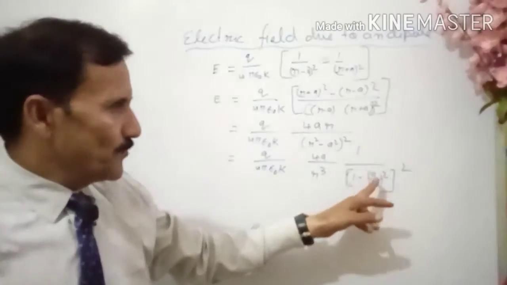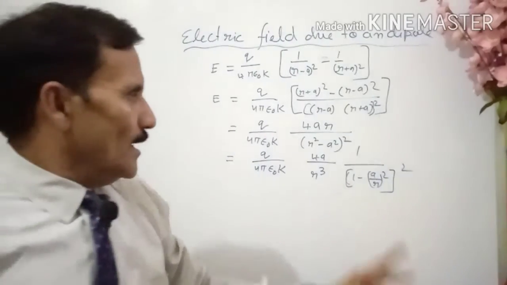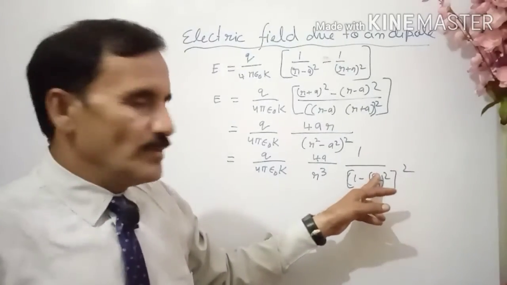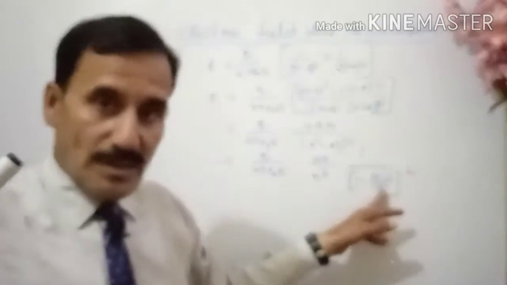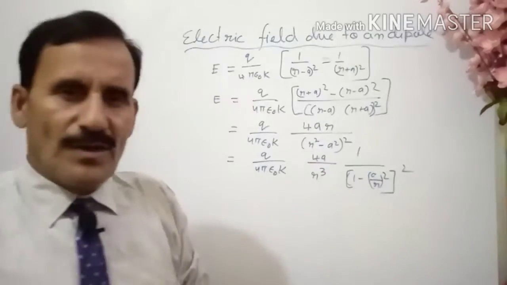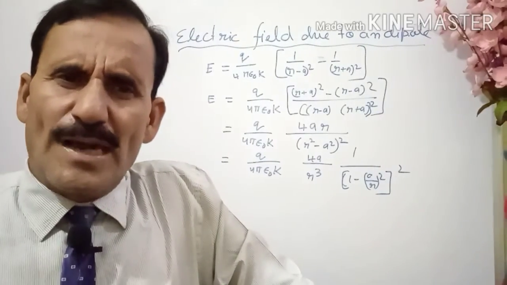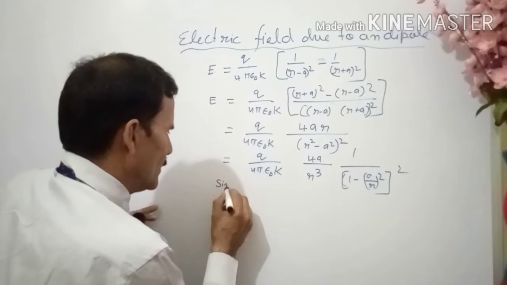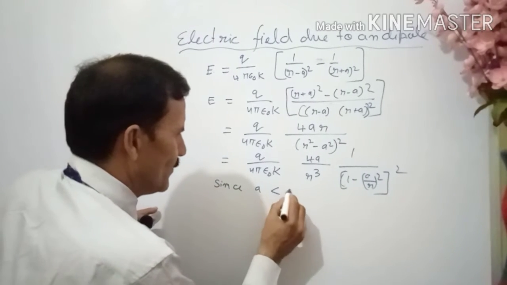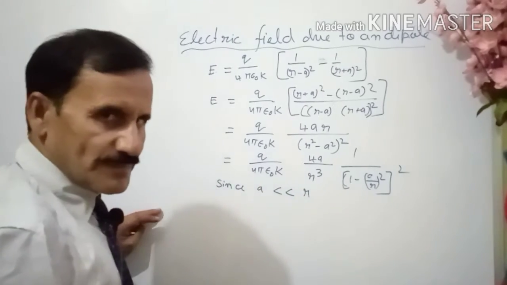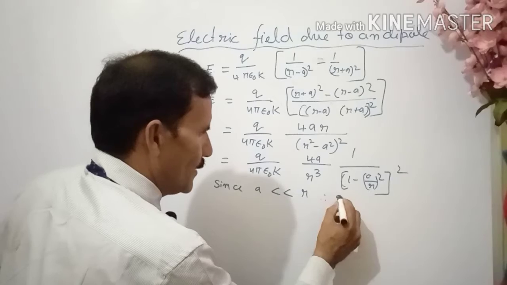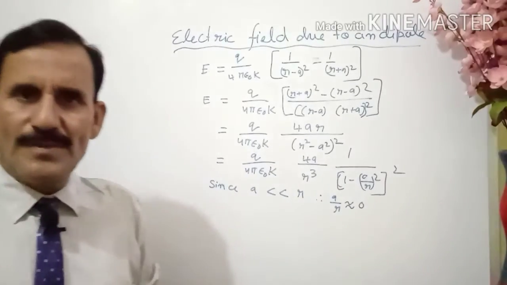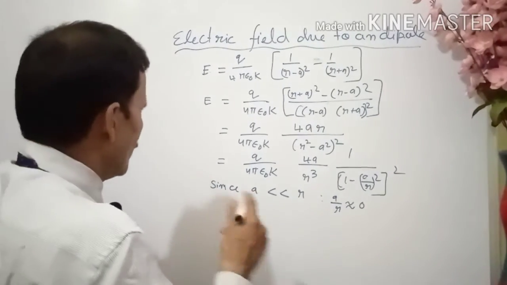You know, it is a fraction where a is very small and r is very large. Whenever in a fraction the numerator is very small as compared to the denominator, then its value is very small, so it can be taken as 0. So what is the approximation? Since a is very small as compared to r, therefore a upon r is approximately equal to 0. Very small value can be taken as 0, negligible. So what will you get?